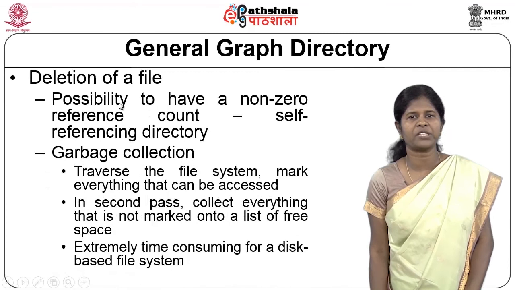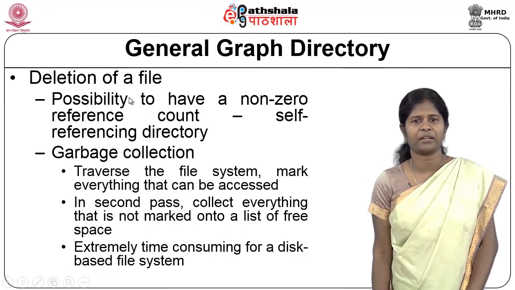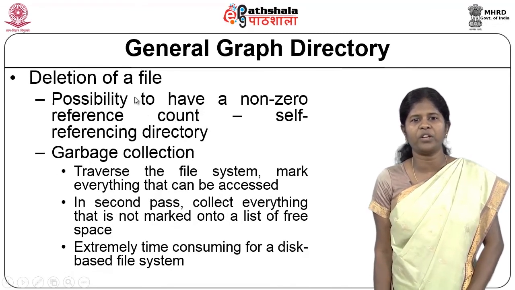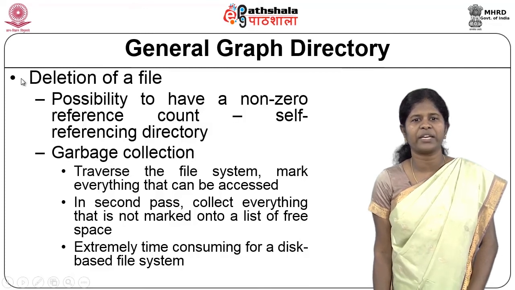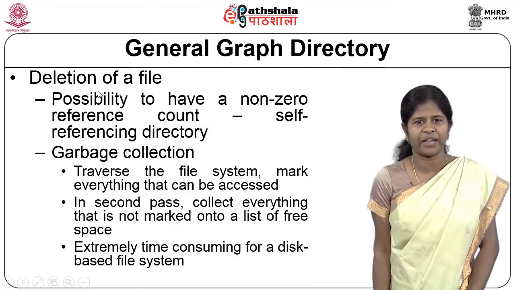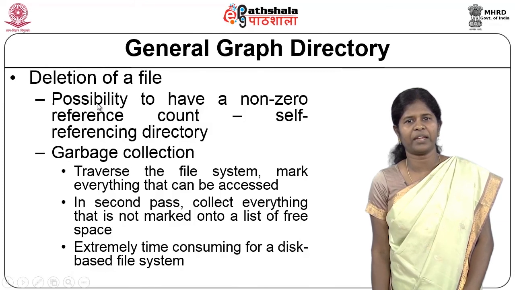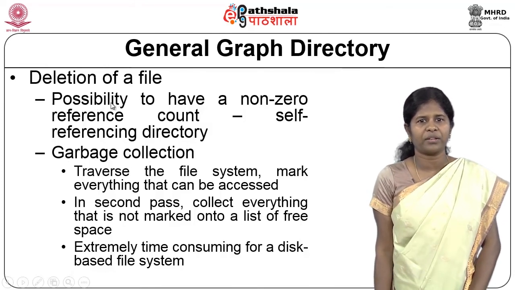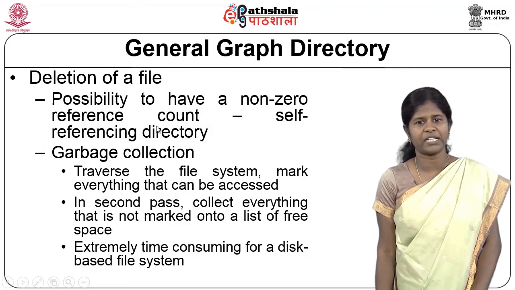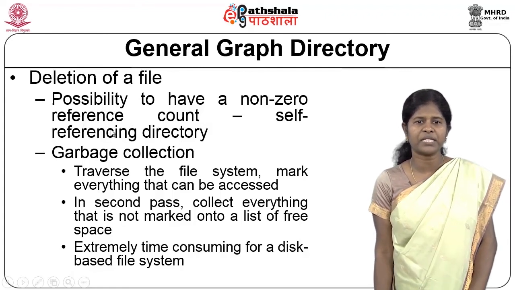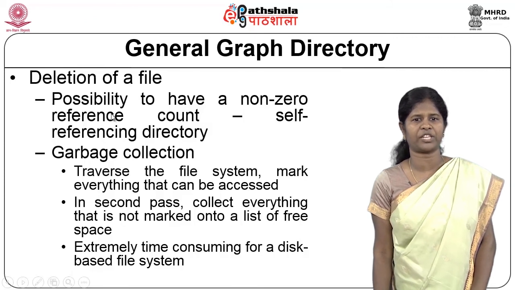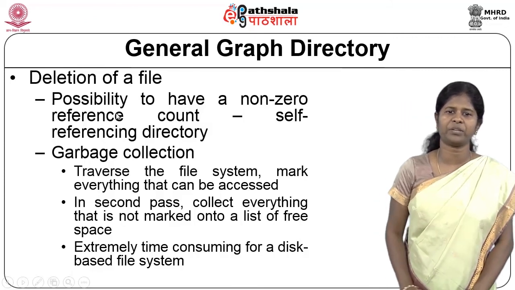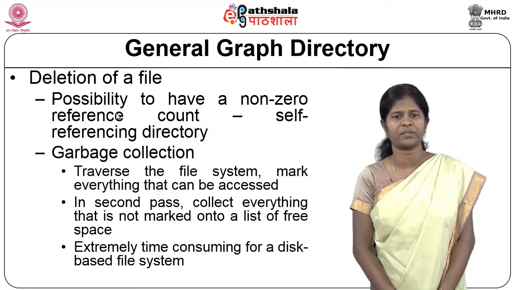So, what happens during the deletion of a file? It is possible to have a non-zero reference count because it is a self-referencing directory. So, in that case, how do you remove the files? The files may not get removed at all, and may not get deleted at all. So, in this case, you may need to do garbage collection, say, at periodic intervals of time.